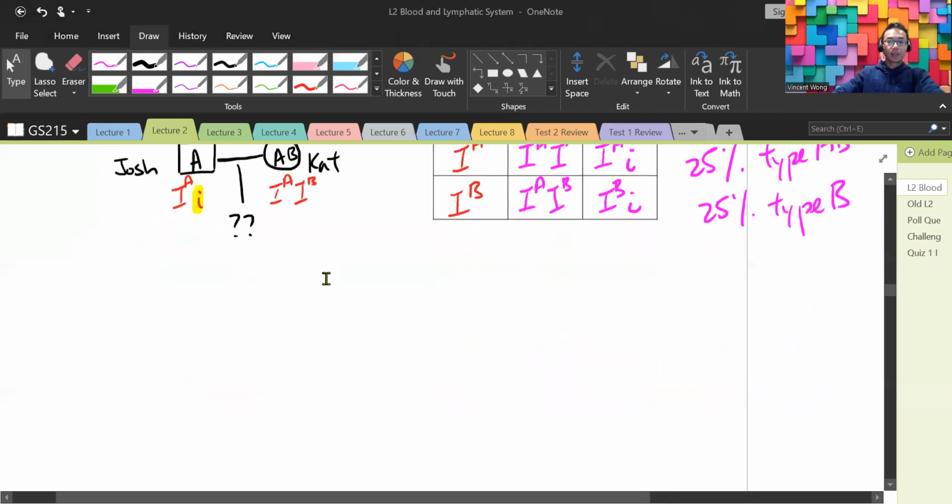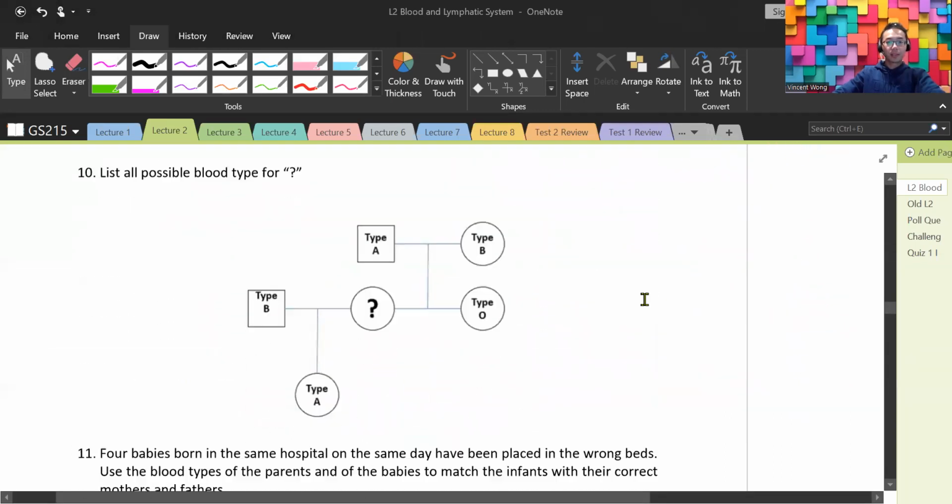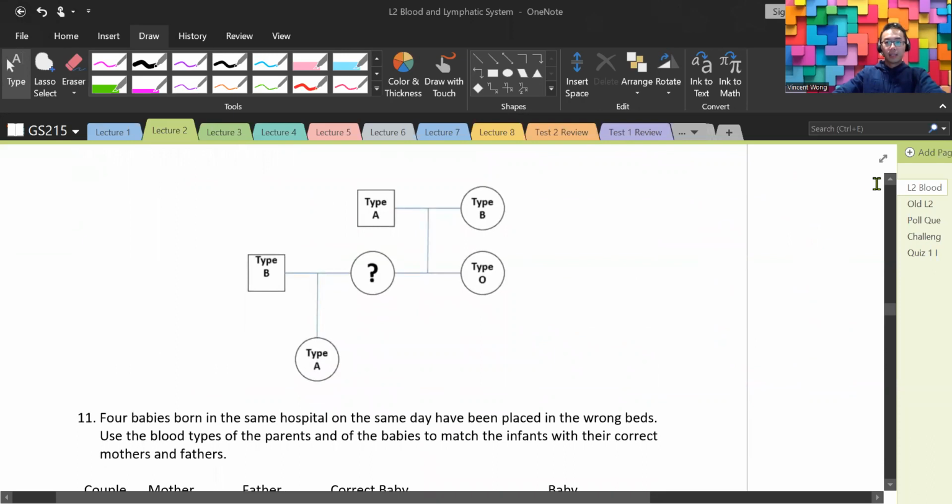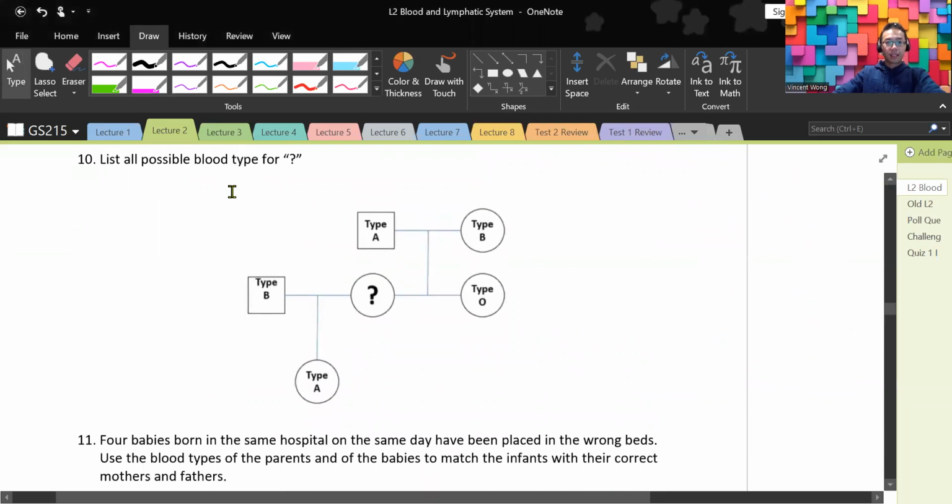Okay. Let's try the next one here. Now, this one is a lot harder. It asks you to list all possible blood types for the question mark here.